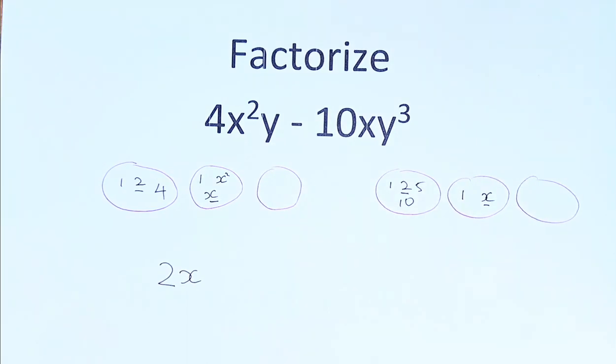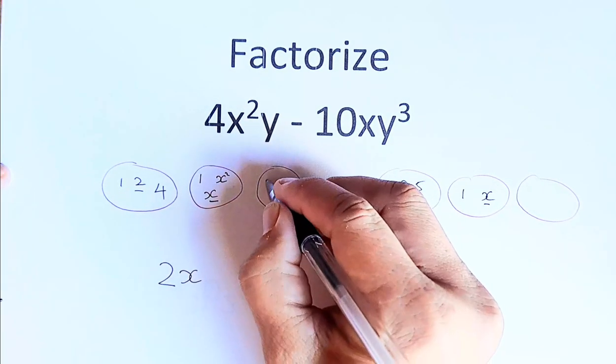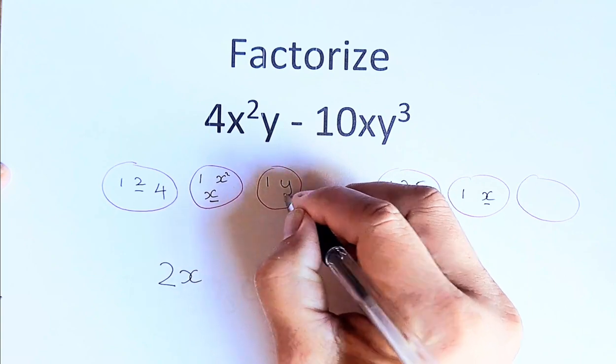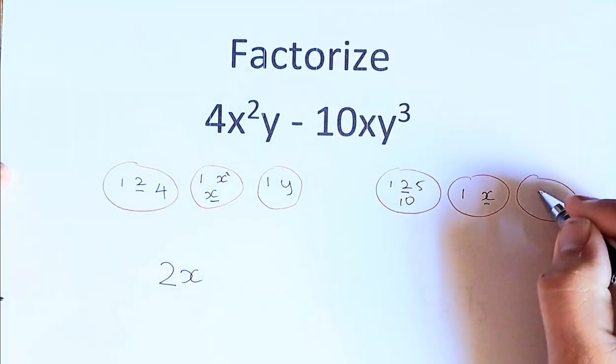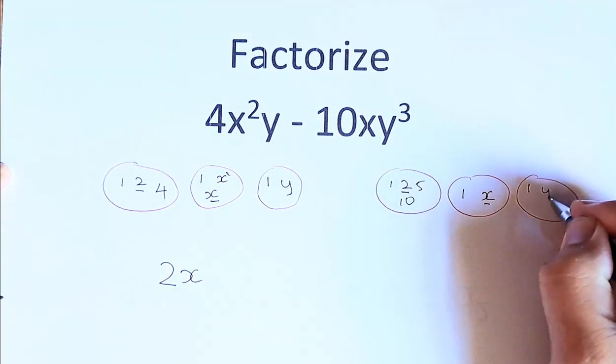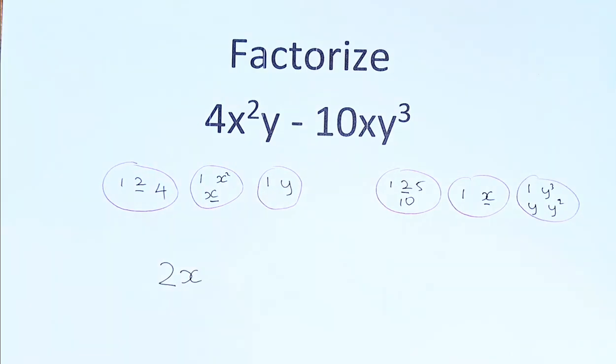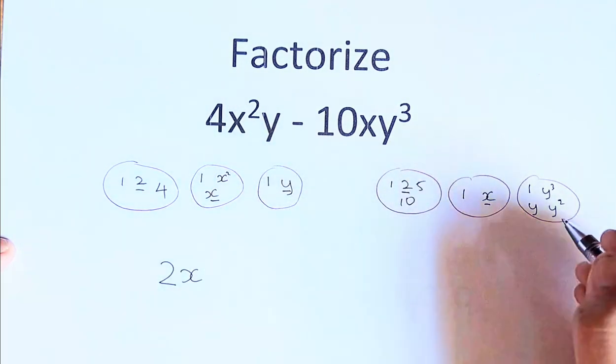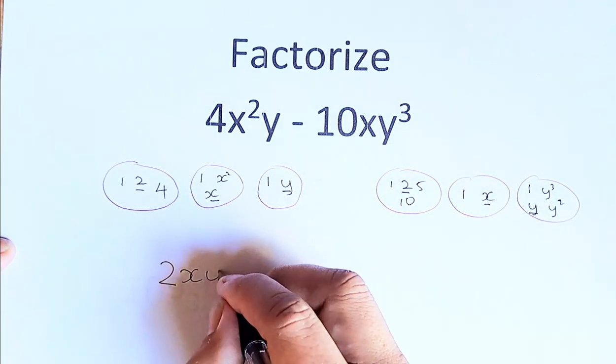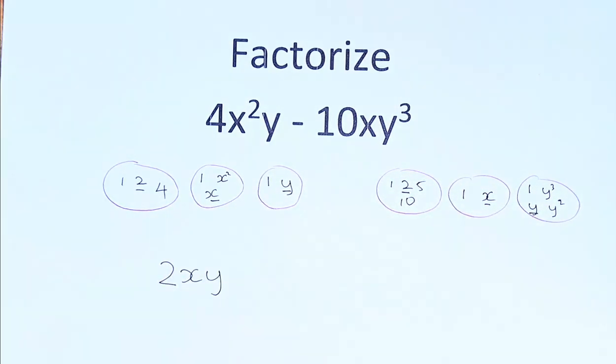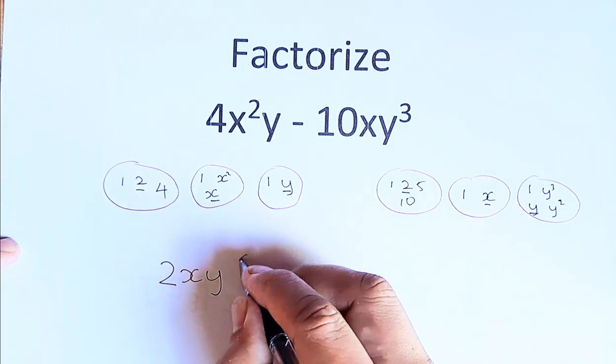In the third bubble, we're going to find the factors of y. So y is going to be 1 and y. And on the right hand side, the factors of y cubed are 1 and y cubed. It could also be y and y squared, because all these numbers multiplied will give you y cubed. So now, the highest common factor you can see is y. So we are going to take y out of the expression. With no more common factors, we're going to put a bracket.